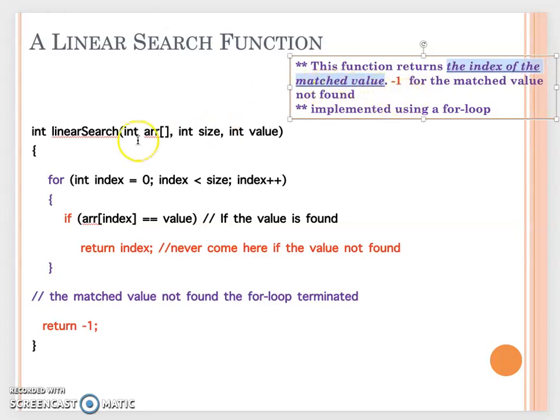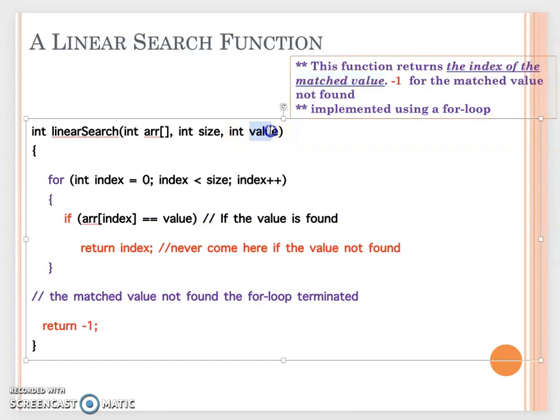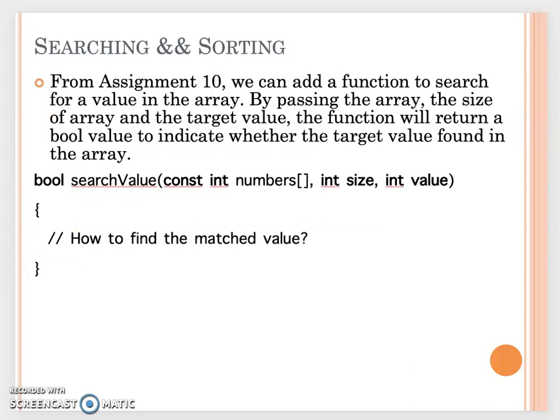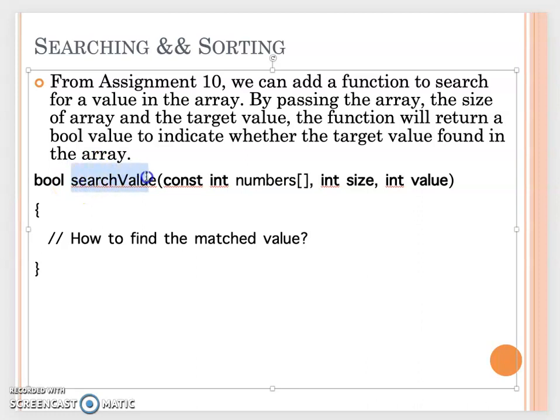But sometimes when we do the linear search, I don't need to know the location. I only want to know, do I have this matching value or not? So here I will show you another one. We still call the searching value, we still pass in the array with the size, with the matching value, but instead we return the bool, not the integer.